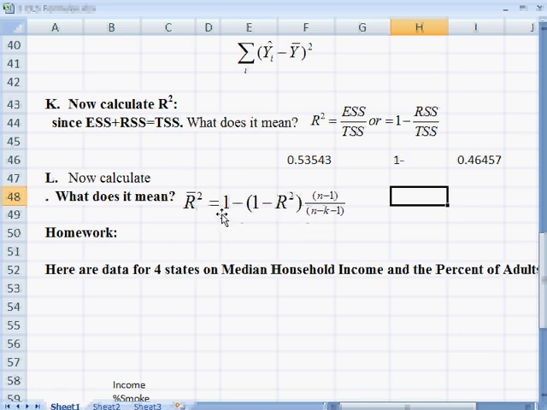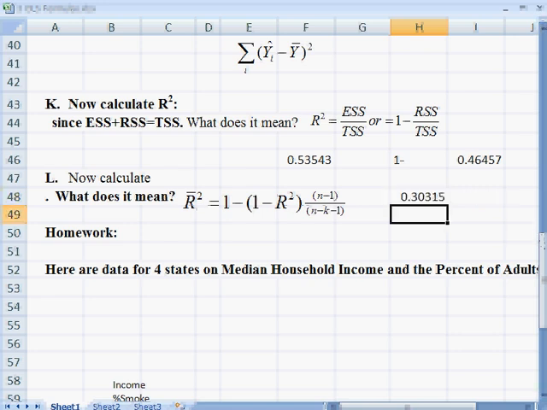So adjusted R squared is going to be 1 minus R squared. All right, let me do this as a formula. Equals 1 minus R squared, which is 0.53543. And then that is all times just the second 1 minus R squared, all times n minus 1, which is 3, divided by 4 minus 1 minus 1, 2. So 3 over 2.